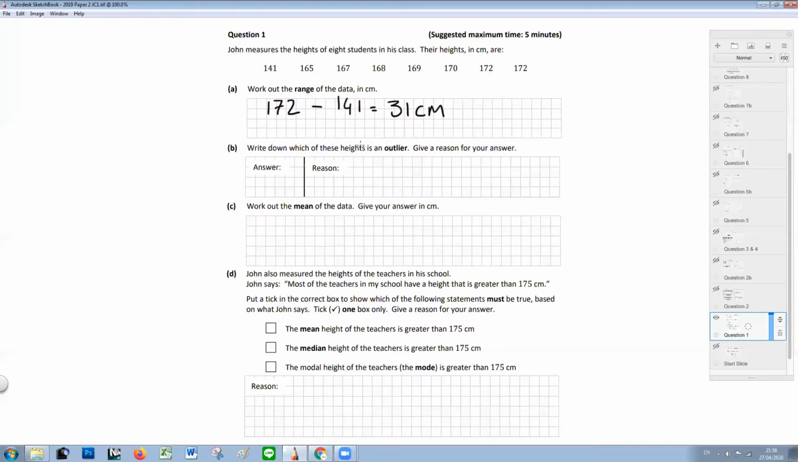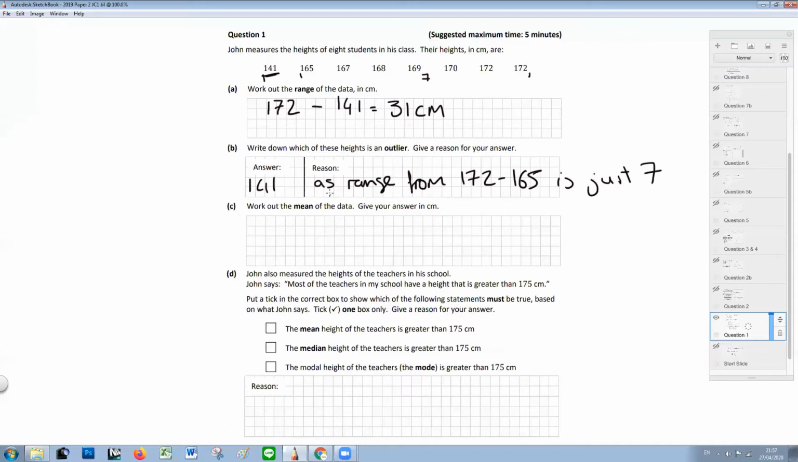Write down which of these heights is an outlier. Well, if we look at 172 to 165, that difference is just 7, because 172 minus 165 is 7. But this number is 31. So clearly this is an outlier in your data. So 141 would be an outlier. You just need to give a reason: the range from 172 to 165 is just 7. And that would be a perfect answer.